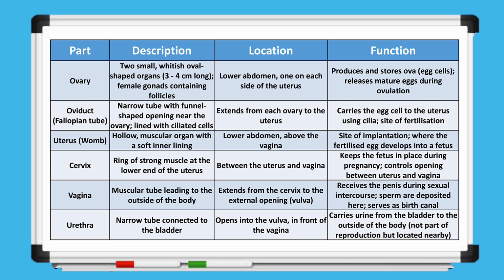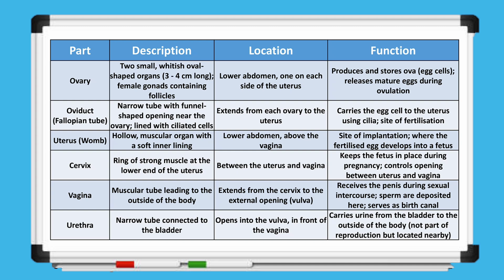The oviduct, also known as the fallopian tube, is a narrow tube that connects each ovary to the uterus. It has a funnel-shaped opening near the ovary that helps collect the egg after it is released. The inner lining of the oviduct contains tiny hair-like structures called cilia. The oviduct extends from each ovary to the uterus and its main function is to transport the egg cell toward the uterus with the help of the cilia. Fertilization usually takes place in the oviduct when a sperm cell meets and fuses with the egg cell.